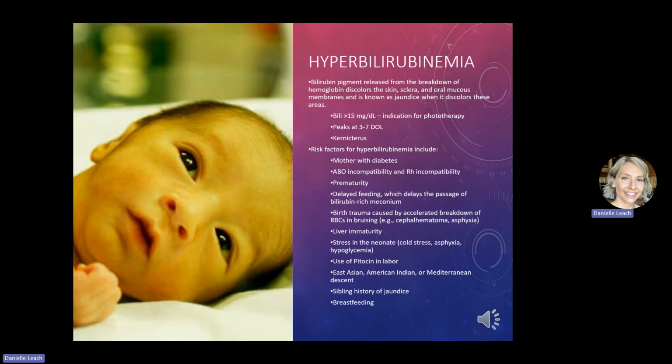Bilirubin is broken down or processed in the liver. So if the liver is immature, then it won't be able to do its job properly. Delayed feeding: the way that the baby is going to excrete this excessive bilirubin is through their urine and stool. So if they're not able to eat, they may still, of course, be urinating, especially if they're on IV fluids for whatever reason. But it does pass through the meconium. So if they're not eating, they're not pooping.